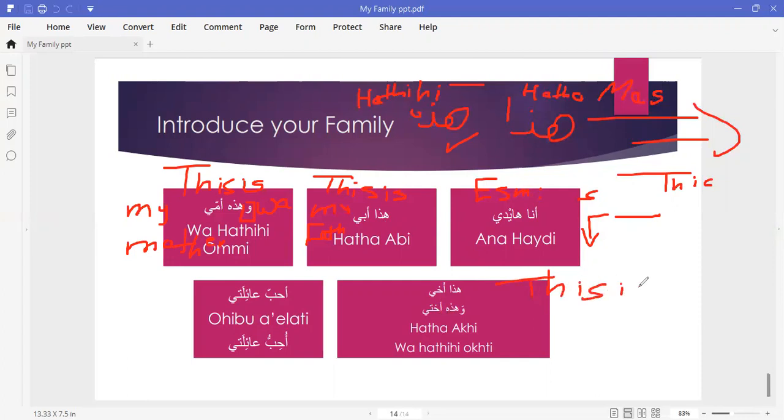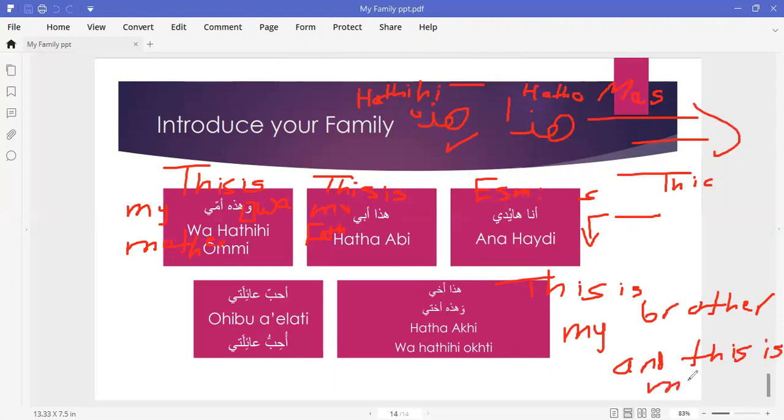This is my brother and this is my sister. Brother is أخ. My brother أخي. هذا أخي. This is my sister. هذه أختي. And use between them wa. And at the end you say I love my family. I love my family. Let's read it.